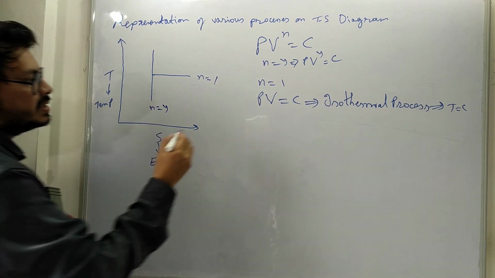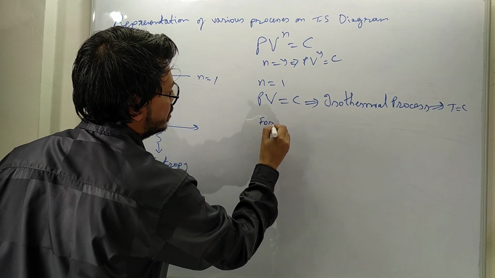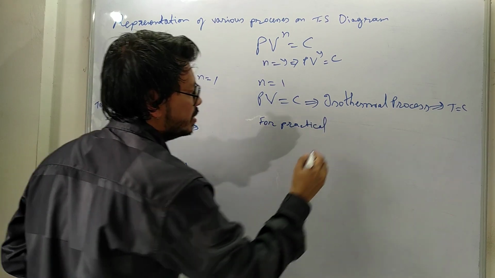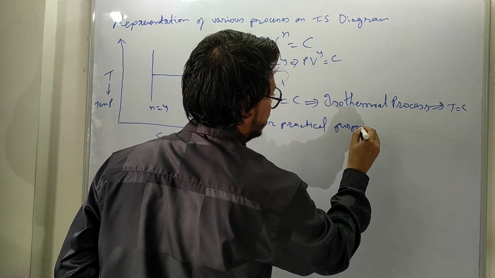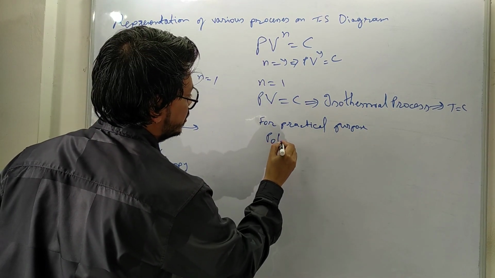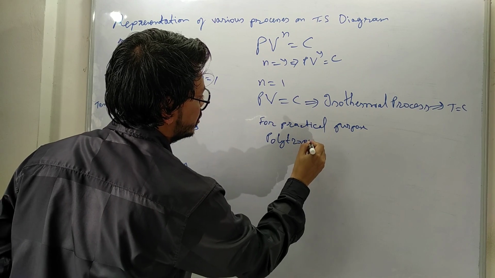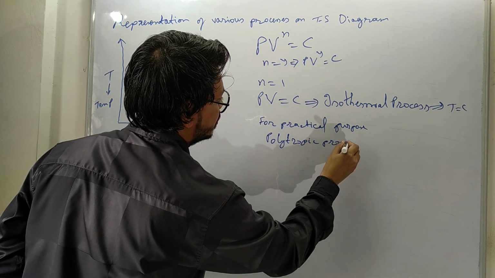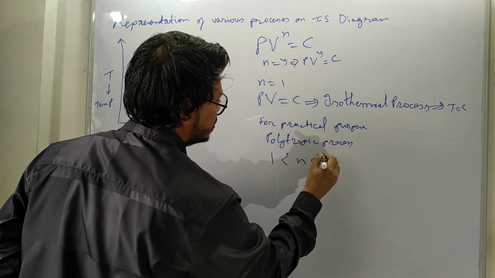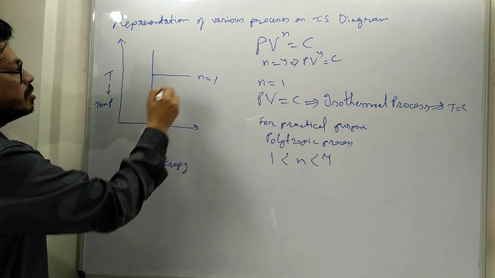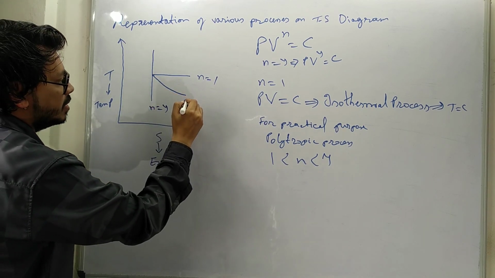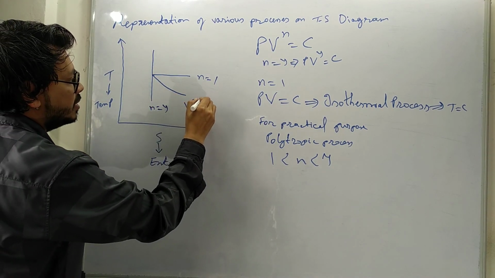Now we have already seen that for practical purpose, the value of n for polytropic process lies between 1 and gamma. So its graph will also be between 1 and gamma. So this is polytropic, n is between 1 and gamma.